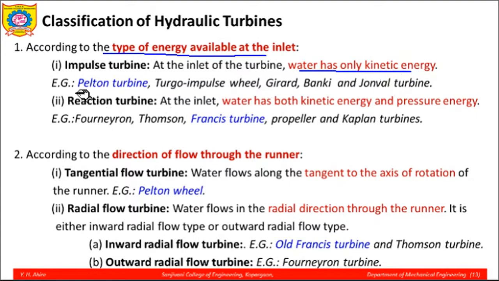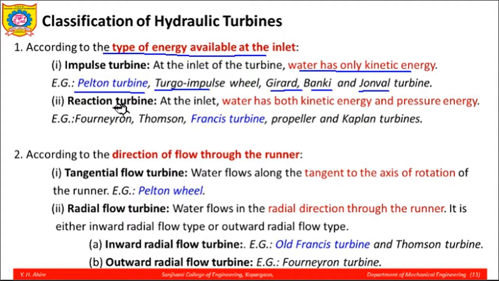Example of this is the Pelton turbine. The famous one is the Pelton turbine. Then Turgo impulse wheel, Girard turbine, Banki turbine and Jonval turbine are some of the impulse turbine examples.